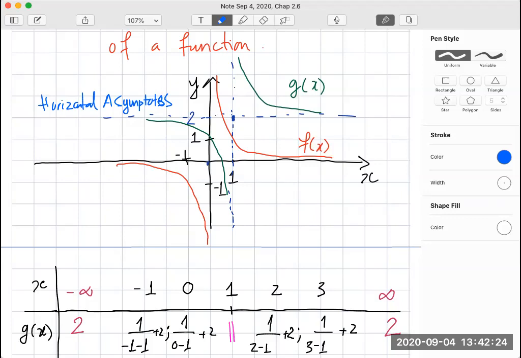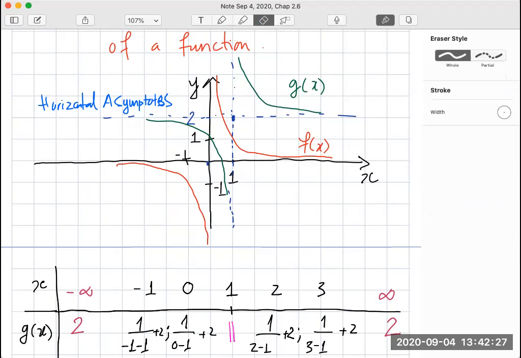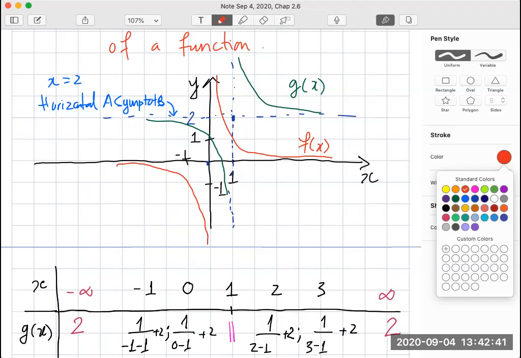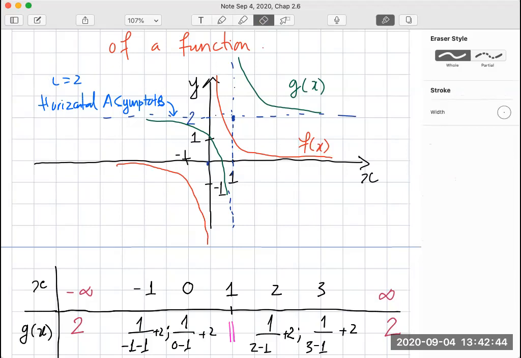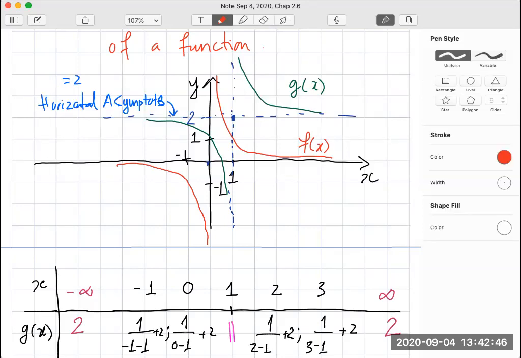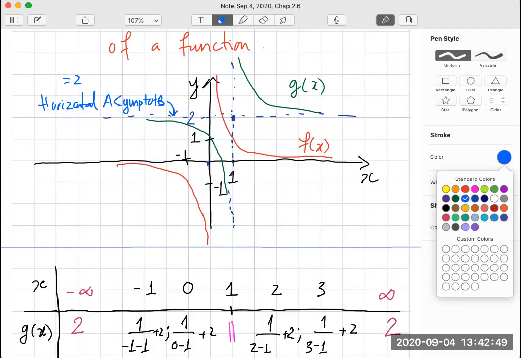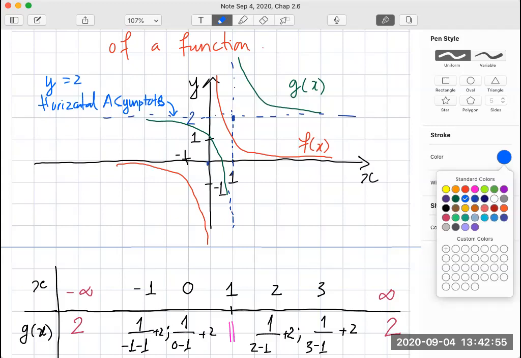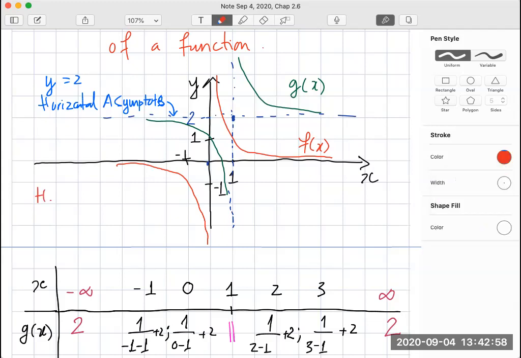Which is this line of g, the dashed line at x equal to 2? And similarly, I'm sorry, y is equal to 2. This is y equal to 2. We call it the horizontal asymptote of the g function. And the horizontal asymptote of the function f is this line when y is equal to 0.